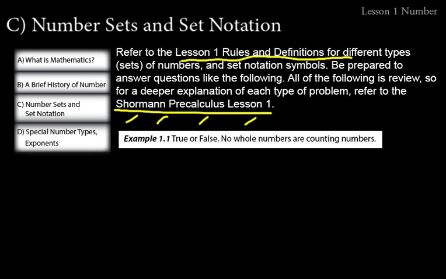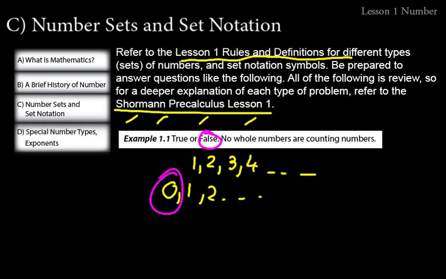So example 1.1, true or false: no whole numbers are counting numbers. Well, let's just think about counting numbers. That starts thinking, count on your fingers, 1, 2, 3, 4, and so on. And whole numbers, those start with 0, 1, 2, and so on. So that's false. The only whole number that's not a counting number is 0.